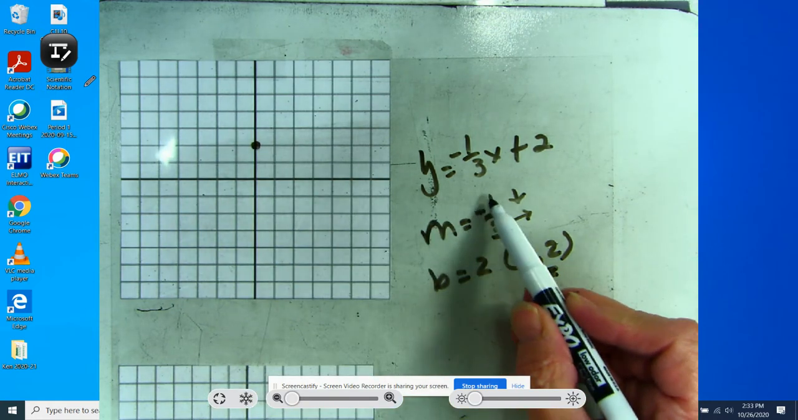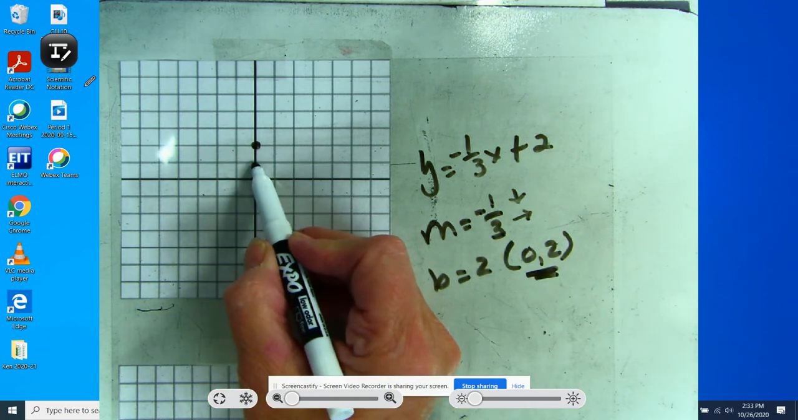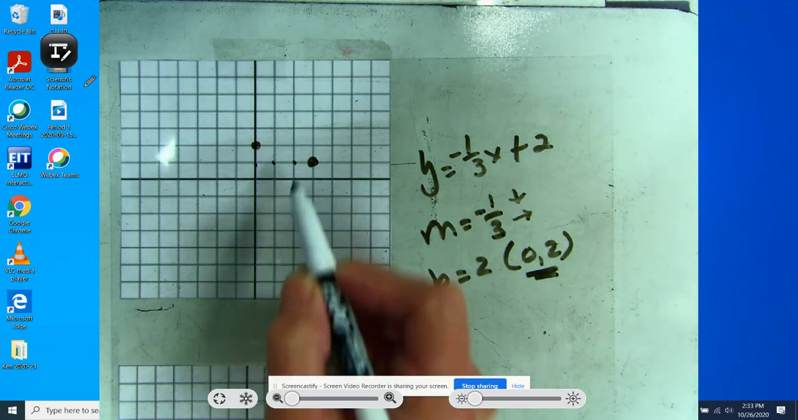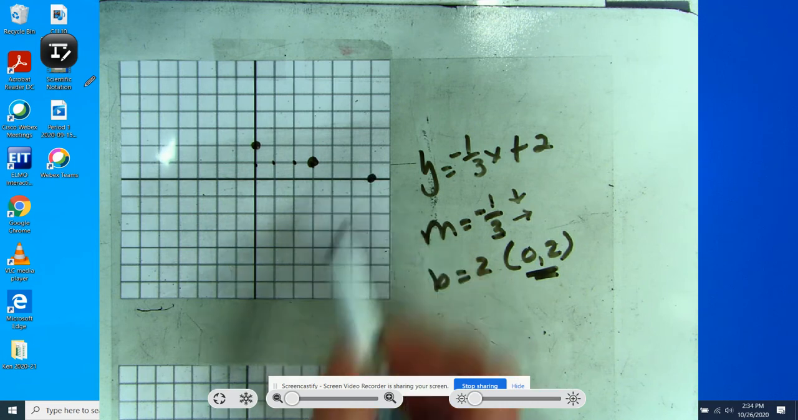We are going to go down 1 and over 3. Down 1 and over 3. And that's our next point. We could do that again. Down 1 and over 3.